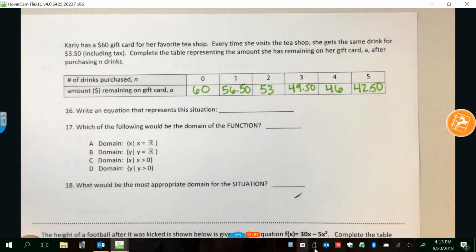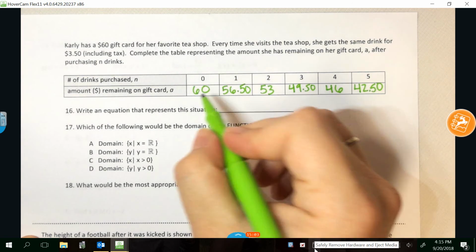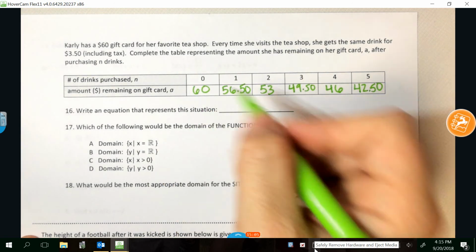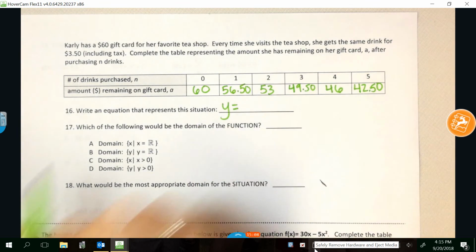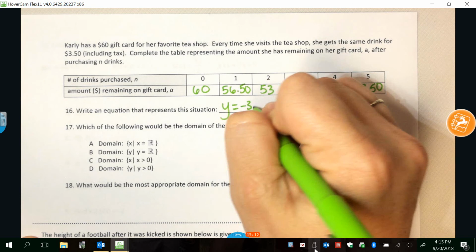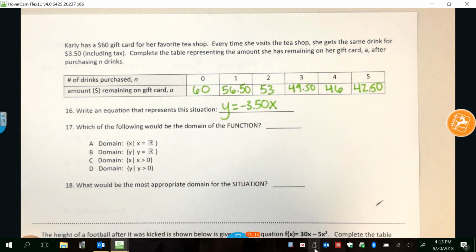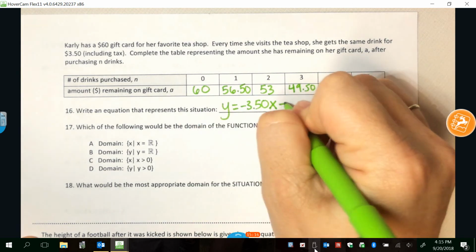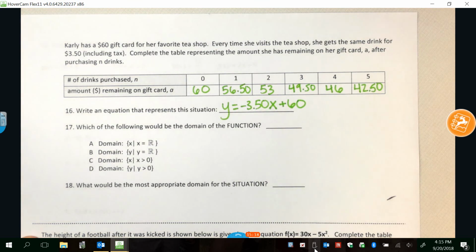So if you struggle with coming up with equations, you could use stat again. I'm just going to use my table because we've learned how to do this. Y equals, well, what did I do over and over again? What am I doing each time? I was subtracting 3.50. So that's my slope. And I started at 60. So there's my equation. Guys, again, you could have used stat.